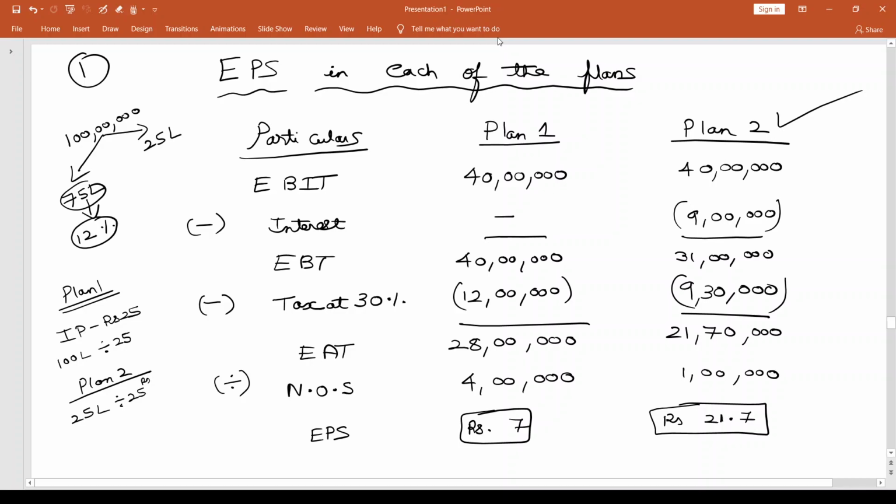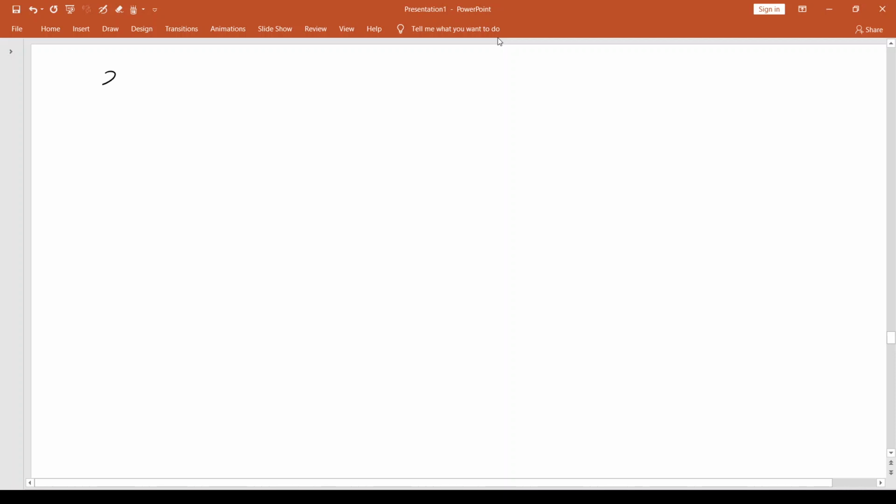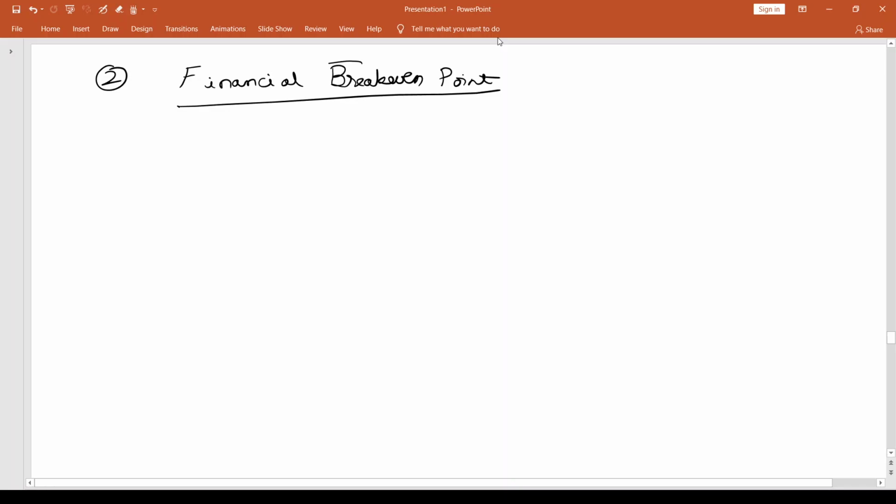Now let's go to the second part, which is the financial break-even point. Let's understand what the financial break-even point is. Break-even point is a place where you have enough profits just to cover your fixed cost.